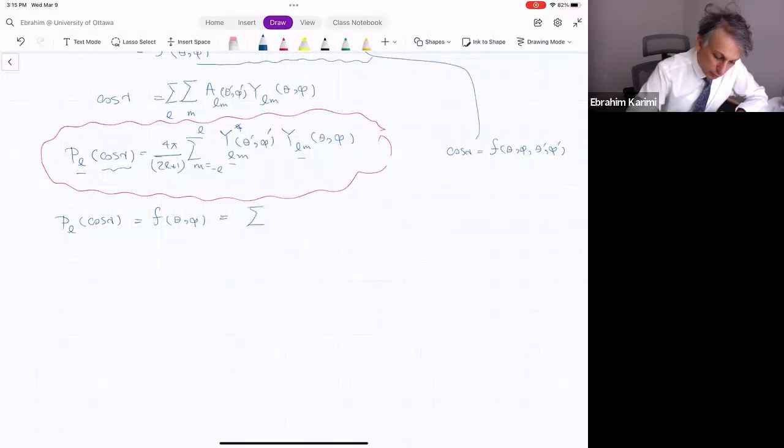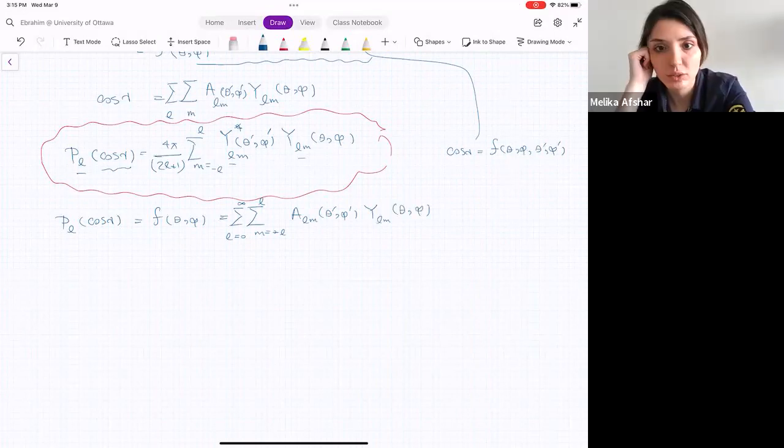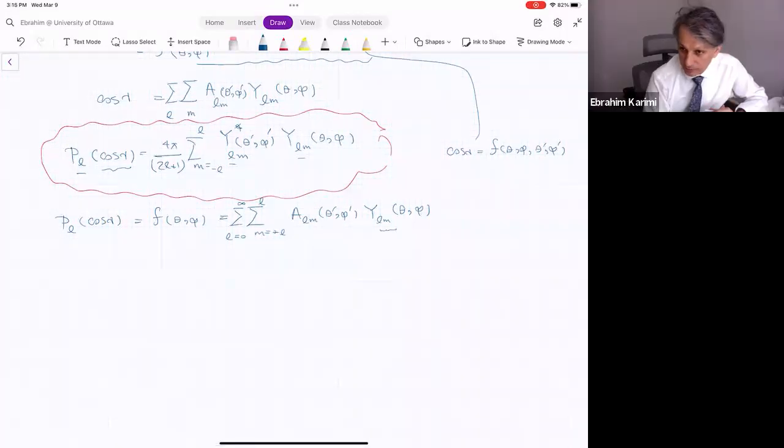What you expect, in principle, is a summation of m from minus L to L, and L from 0 to infinity. And then you do have A_LM of theta prime and phi prime. And then you have Y_LM of theta and phi. Do you agree? Yes. And the expansion is given in terms of Y_LM.